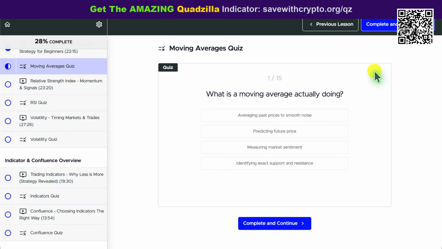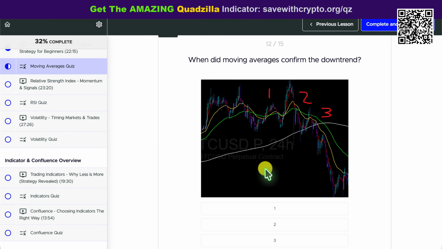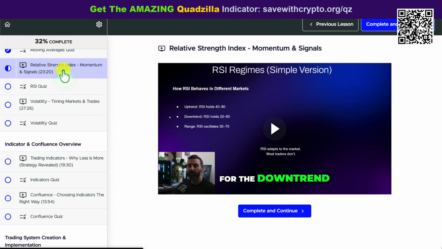Anyway, let's try this quiz here. 15 questions. Let's see how I do. And I have to say, rather embarrassingly, I did get one wrong there. Just for the record, this was the question I got wrong. Now I'm looking at it again, it's really obvious. So what do you think? When did moving averages confirm a downtrend? Was it 1, 2 or 3? Let me know in the comments down below. And there you go, second time round I got 15 out of 15, which is a score I should have got because I've been living and breathing these moving averages for the last couple of years now.